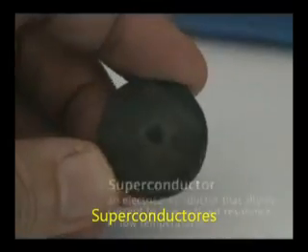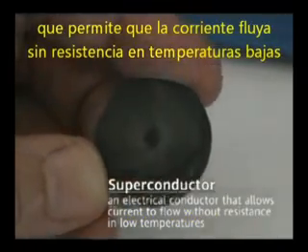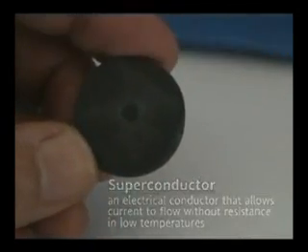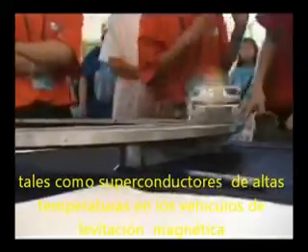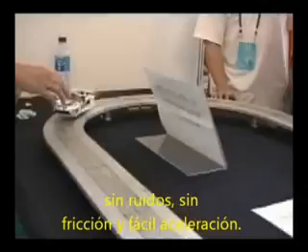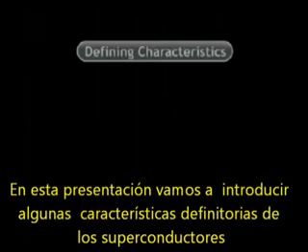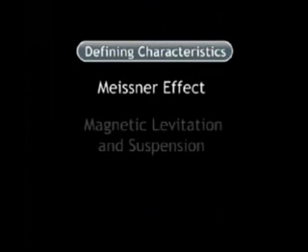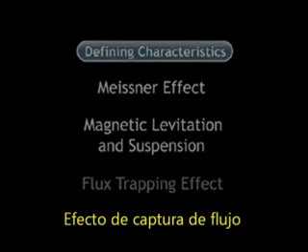Superconductors. They are defined as a type of electrical conductor that allows current to flow without resistance in low temperatures. This allows for the development of technologies such as high-temperature superconductor magnetic levitation vehicles, which are noiseless, frictionless, and easily accelerated. In this presentation, we will introduce a few defining characteristics of superconductors: the Meissner effect, magnetic levitation and suspension, and the flux trapping effect.